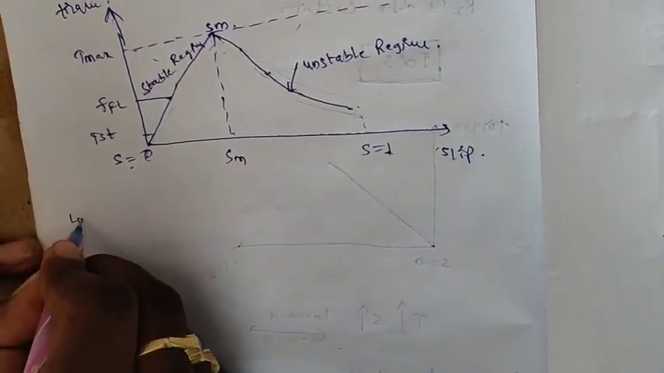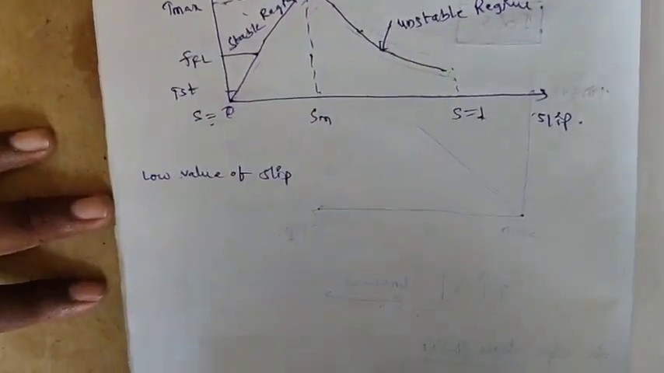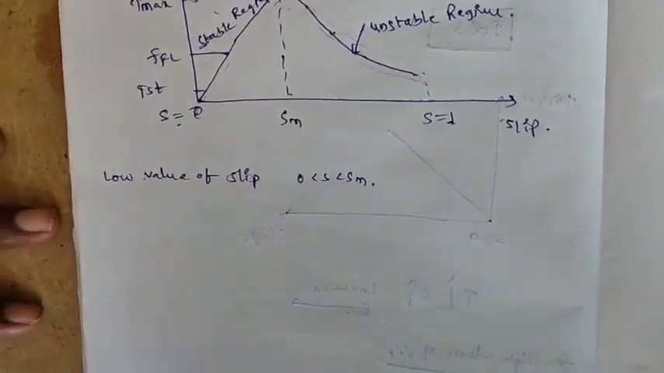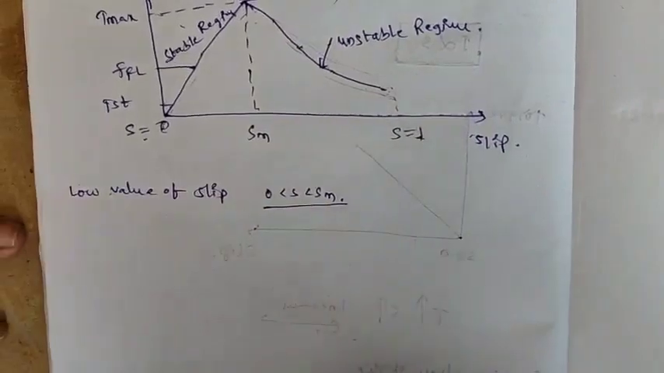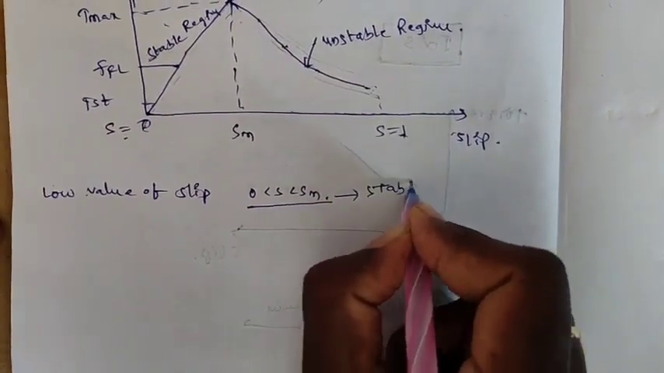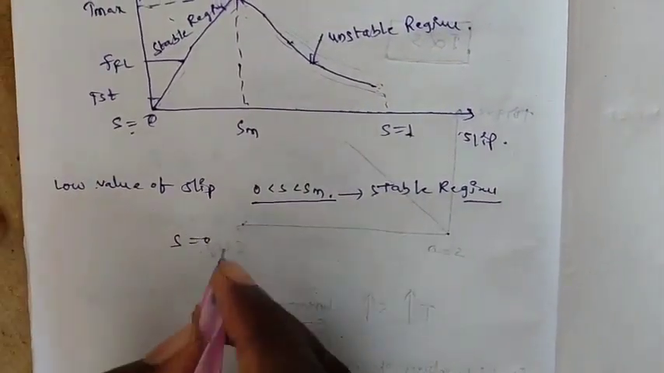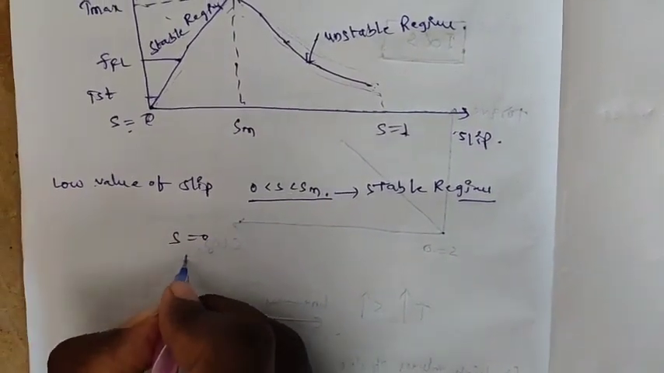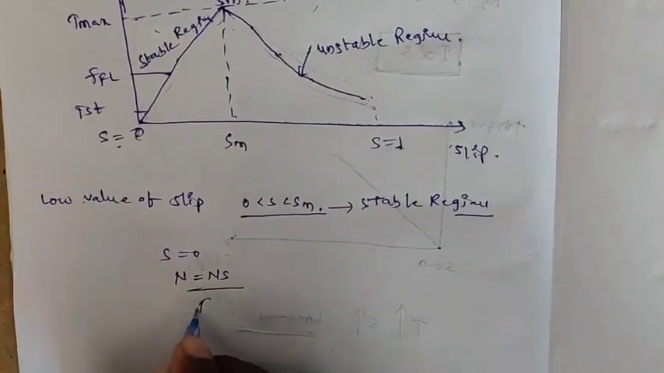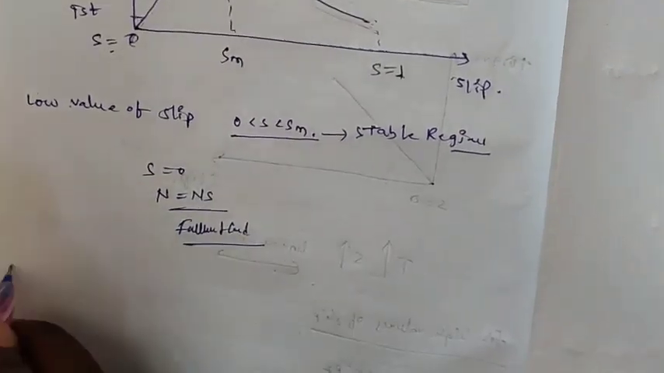So what does this mean? Low value of slip, from 0 to S less than SM. During this region, the torque is in the stable region. When slip equal to 0, what is that value? N equal to NS. That means full load condition.